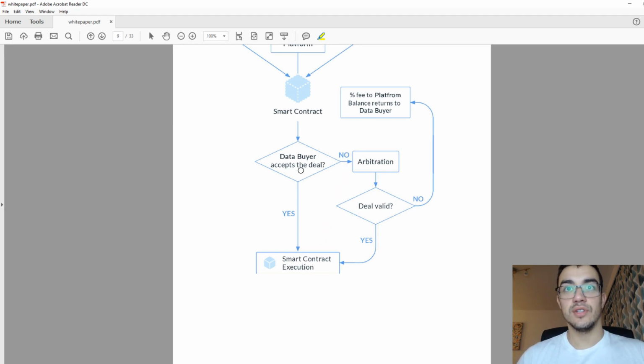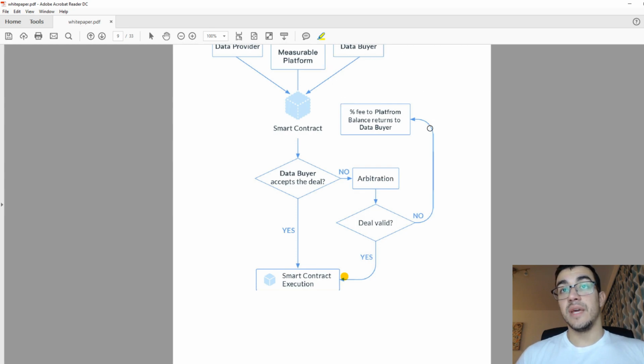If the data buyer is not happy with the data, if he thinks that the data is fake or just made up, he can opt for arbitration. This will be an MDT experts team that will impartially decide if the data is usable, is fake or not. If the arbitration says yes, this is not fake, it's real legit data, the smart contract will get executed anyway. If the arbitration agrees with the data buyer and sees that the data is fake, the deal is not valid, and the smart contract gets instructed, and the data buyer gets the money back that they put in, and a fee goes to the arbitration, to the MDT platform.